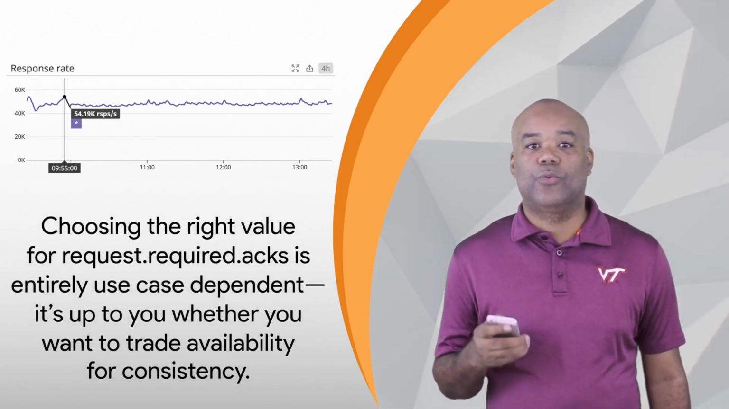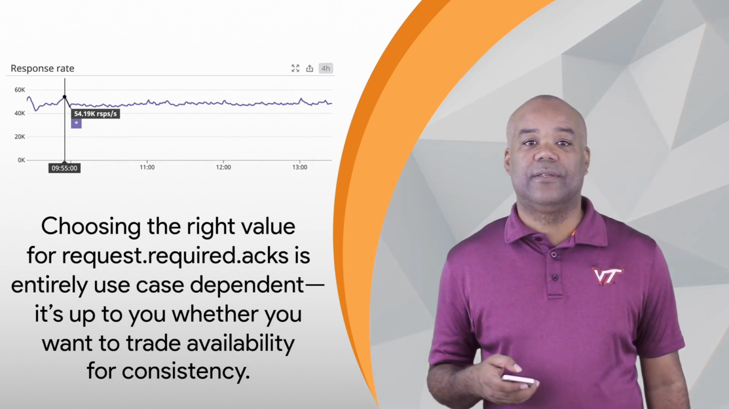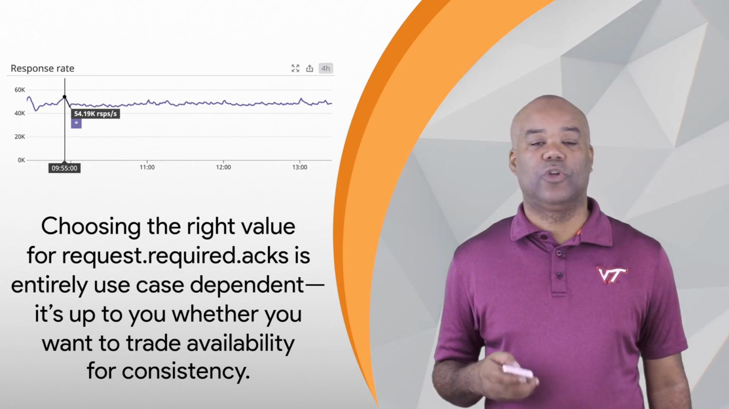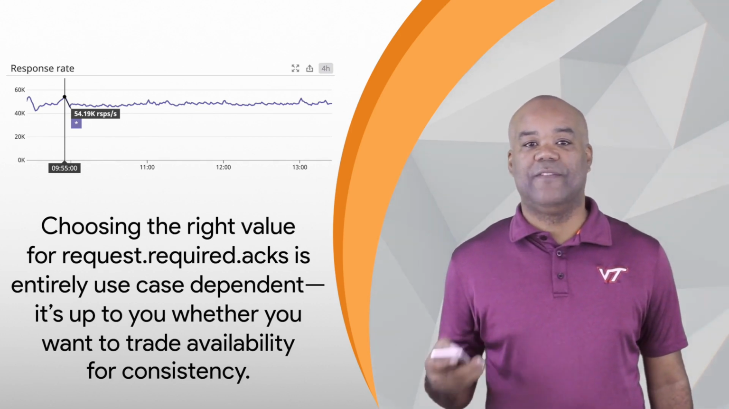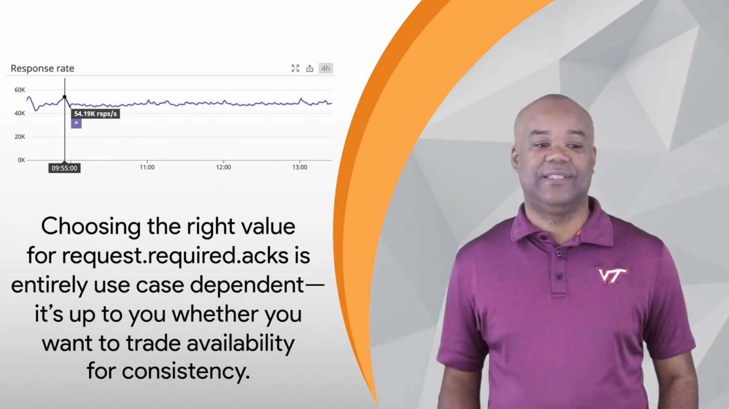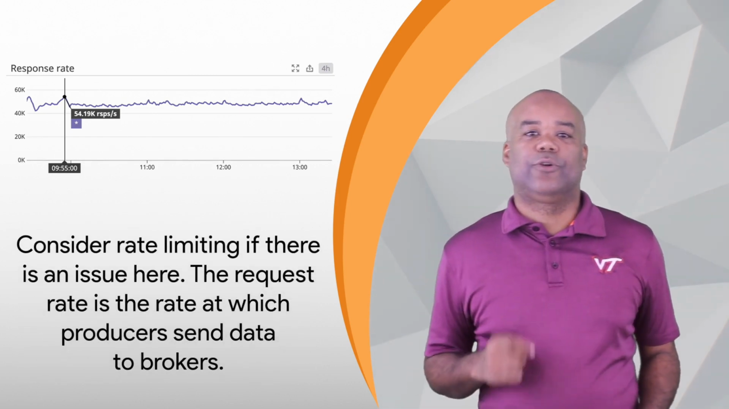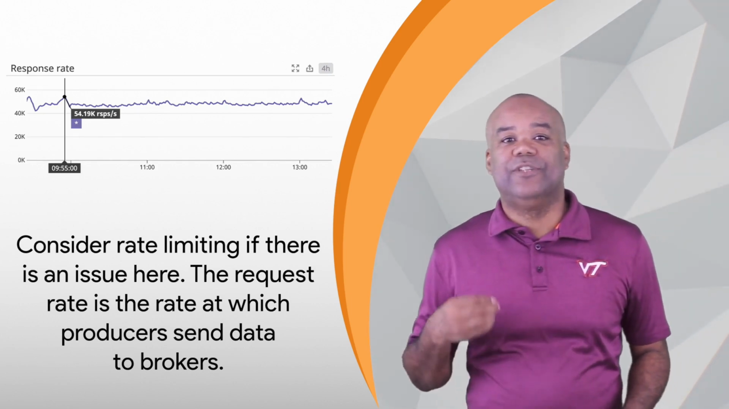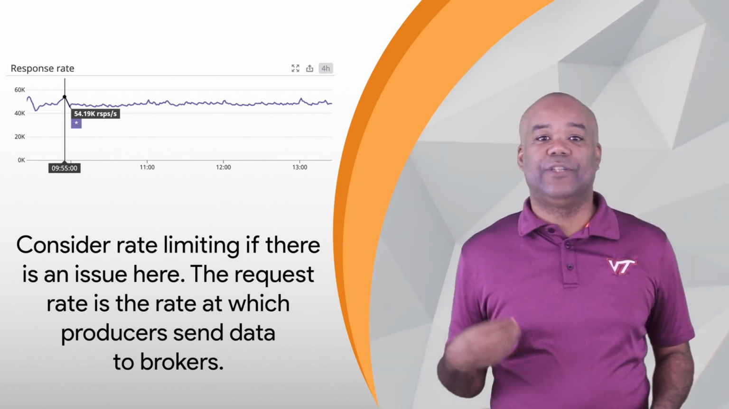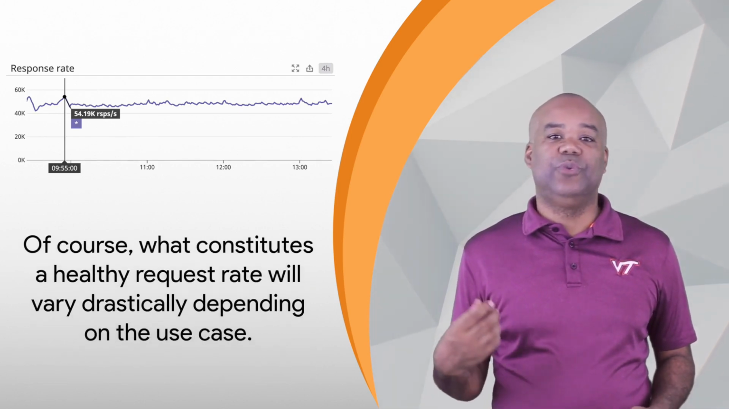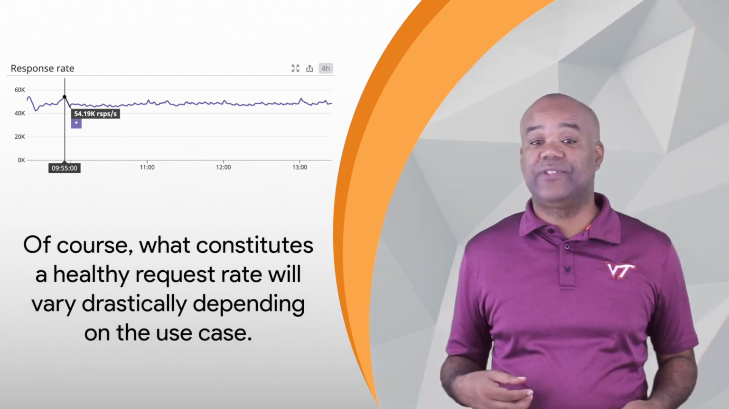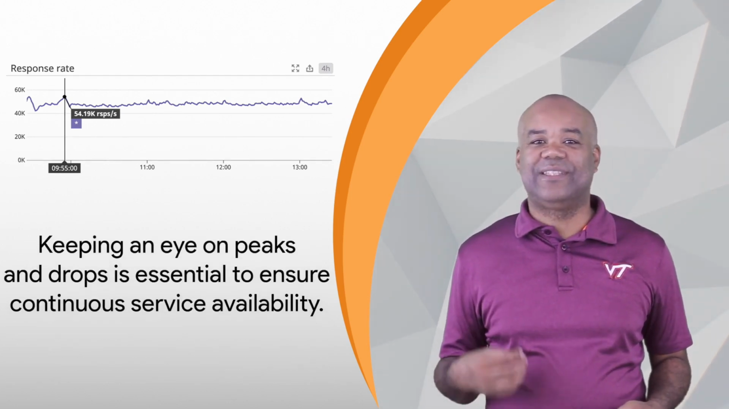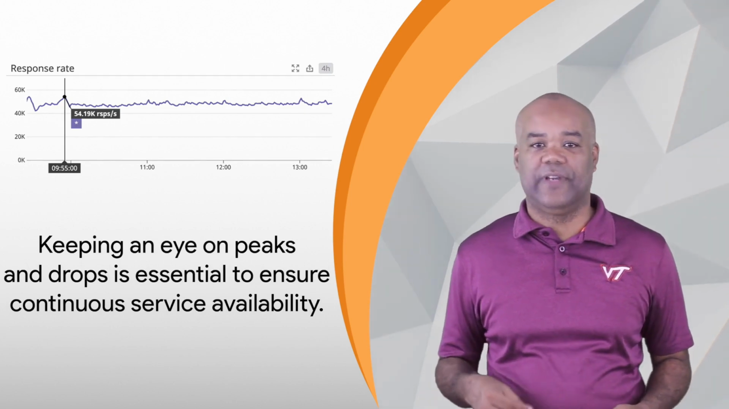Now, choosing the right value for that request.required.acks is going to be entirely use case dependent, totally up to you, whether you want to trade availability for consistency. You should consider rate limiting if there is an issue here. The request rate is the rate at which producers send data to brokers. Of course, what constitutes a healthy request rate will vary drastically depending on the use case. But keep an eye on the peaks and the drops, as that's essential to ensure continuous service availability.